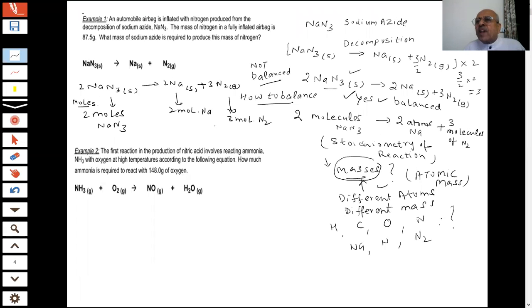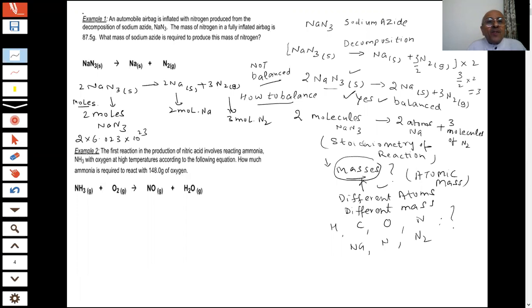And we know what 1 mole is. How many particles, how many molecules will be there? 2 moles will contain how much? 2 into 6.023 into 10 power 23 molecules of this. And this will be how many atoms? 2 into 6.023 into 10 power 23 atoms of sodium. 3 into 6.023 into 10 power 23 molecules of nitrogen gas, students.